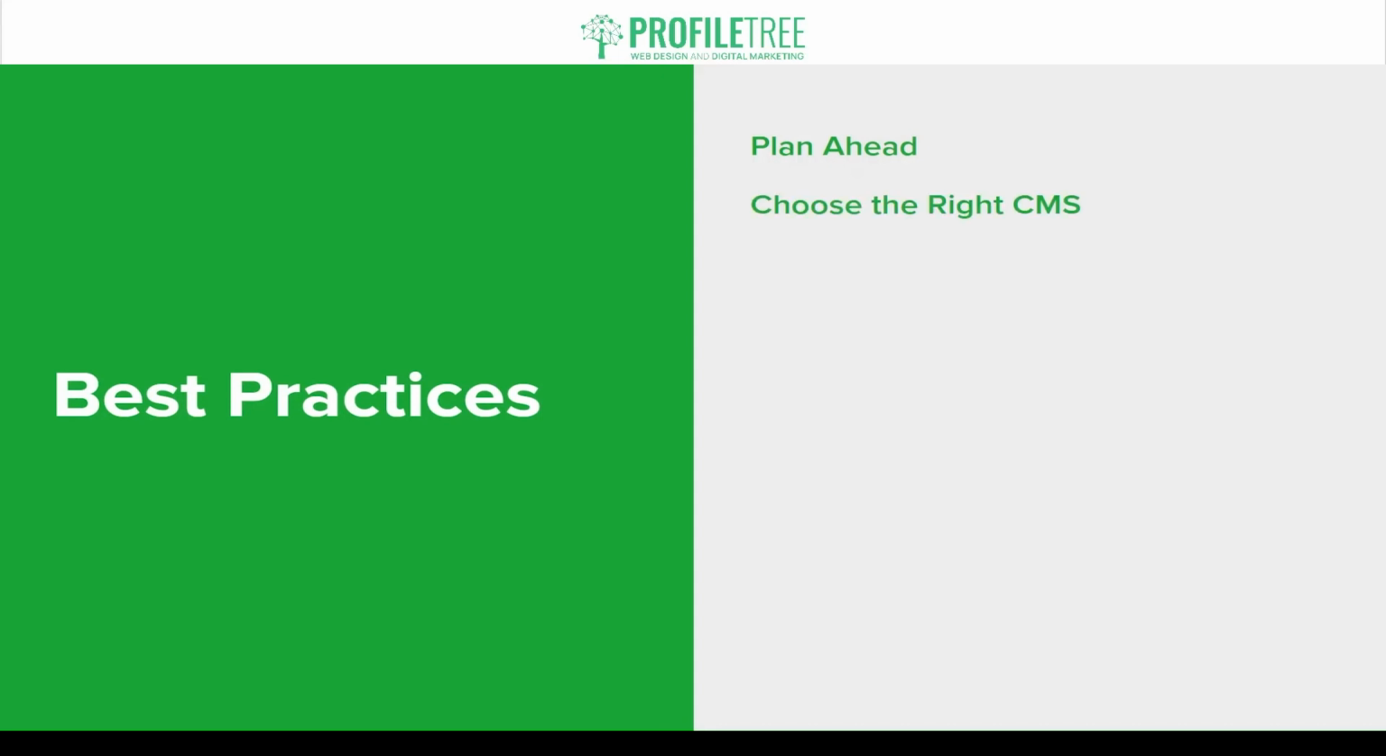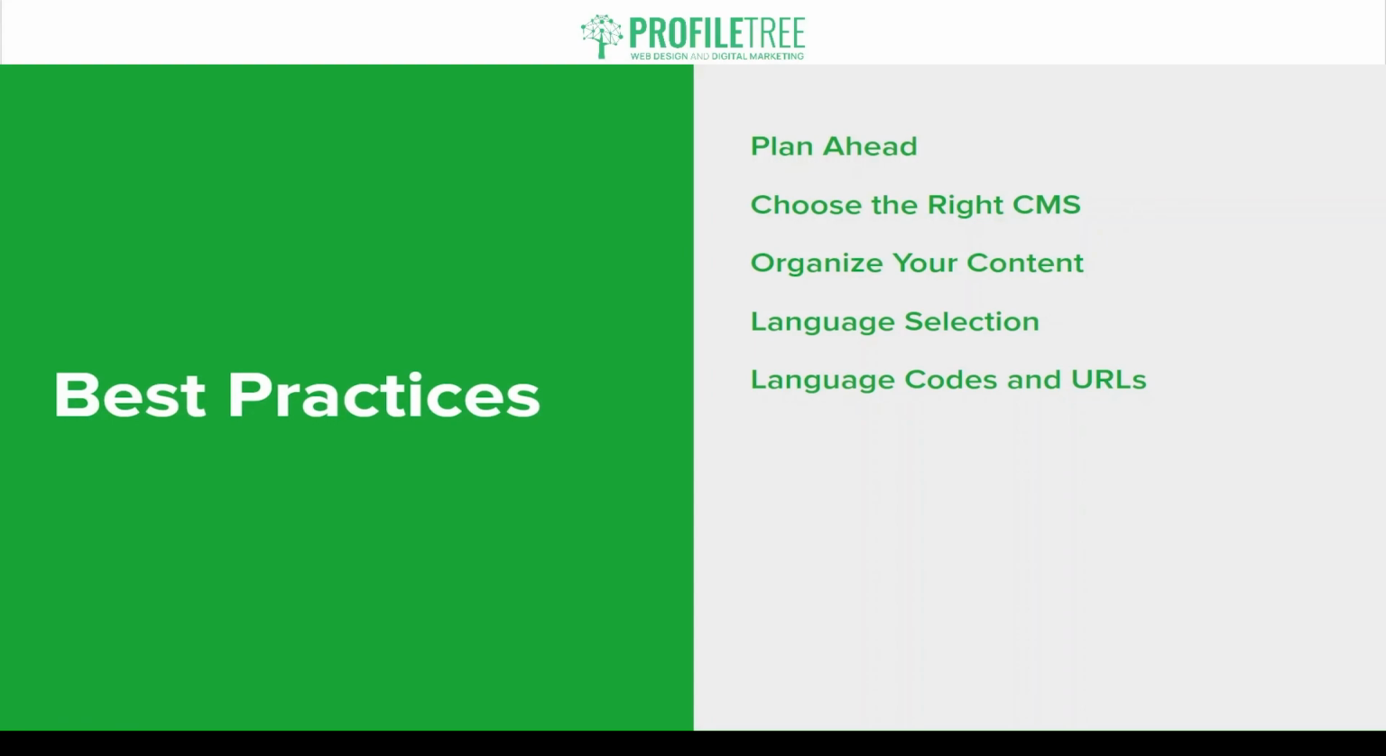You want to select a CMS that supports multilingual features and makes it easy to manage content. And you want to develop a content hierarchy and structure that accommodates multiple languages. You want to implement a language selector or menu on your site that allows users to choose a preferred language. And you want to use language-specific codes and URLs, for example, /en for English, /es for Spanish, etc. And this will help improve SEO and make navigation a little bit more intuitive for users.